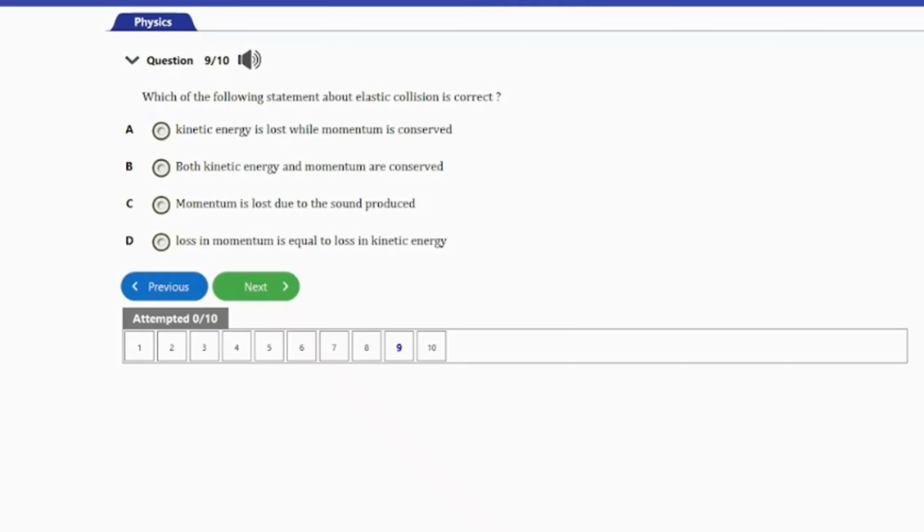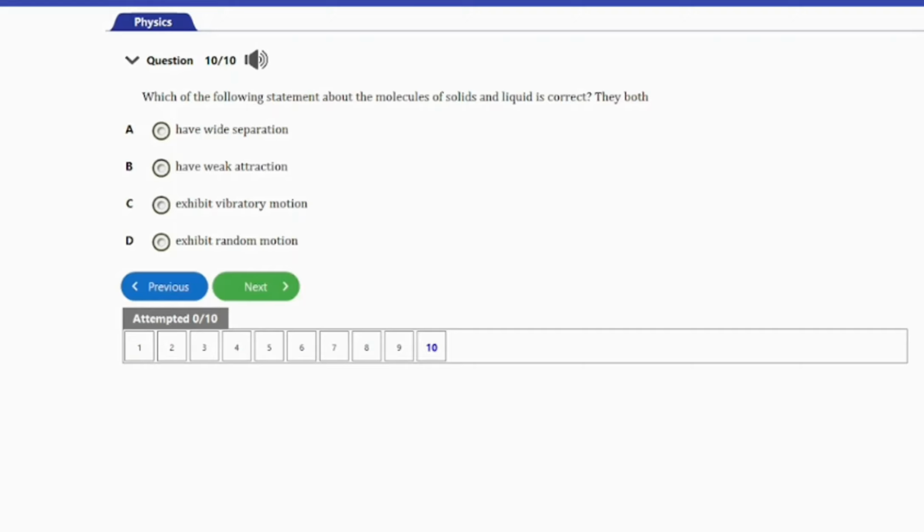Let's go ahead and consider the next and last question, guys. That's question number 10 here. It says, which of the following statements about the molecules of solids and liquids is correct? They both A. have wide separation, B. have weak attraction, C. exhibit vibratory motion, D. exhibit random motion. So guys, the answer to this question is option C here. They both exhibit vibratory motion. So that's the only statement that shows similarity between the solids and the liquids, which is actually correct. So the solids as well as the liquids both exhibit vibratory motion. And that's it for this question.